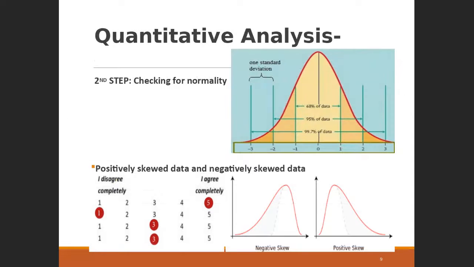The second step is checking for normality of your data. So after data coding and after data editing, the second step is normality. The assessment of the normality of data is a prerequisite for many statistical tests, because normal data is an underlying assumption in parametric testing, in statistical testing.